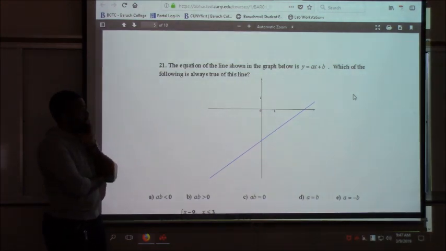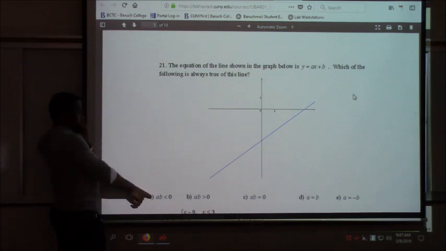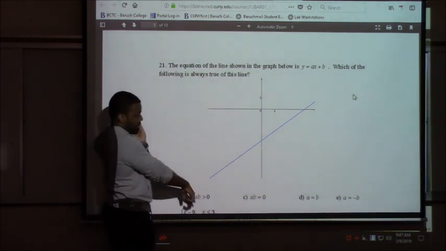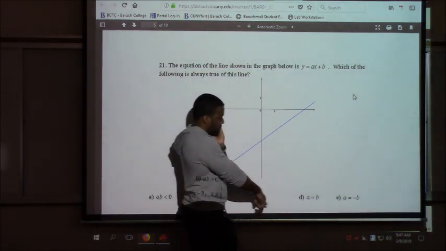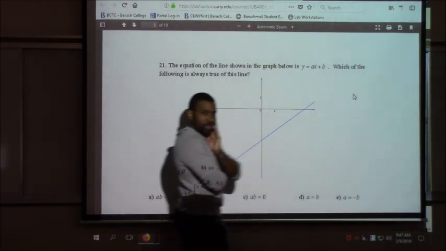So it says the equation of the line is shown, y equals ax plus b. Which of the following is always true for this line? A times b is always less than 0. A times b is always greater than 0. A times b will always equal 0. A will always be equal to b, or a will always equal to minus b.